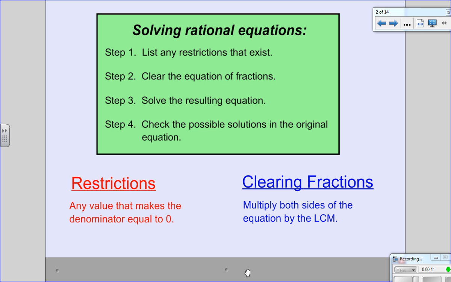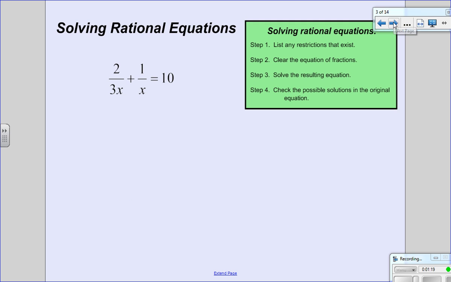First of all, what a restriction is. We remember from lesson 1 of this unit that a restriction is any value that makes the denominator equal to 0. So we do not want zeros in our denominator, and if that is the case, then we call that a restriction. So we want to, first of all, identify what those restrictions are. And then the second idea is the idea of clearing fractions. To do this, you must multiply both sides of the equation by the least common multiple of whatever those denominators are, the least common denominator. So let's look at these 3 examples and perform these 4 steps to solve these rational equations.